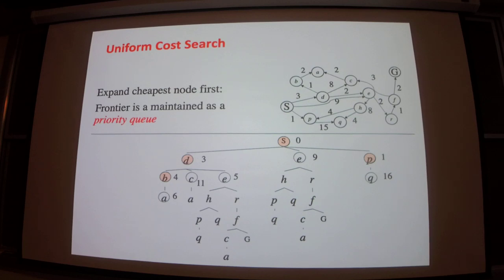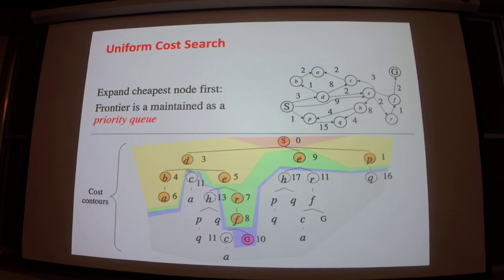B has one edge to A. A is in the priority queue now, but it's not the cheapest. That's E, right? So we're going to add E's children. We're going to continue on, looking at the cheapest and cheapest ones. At some point, we find the goal. So the key here is that, similar to how BFS is exploring each layer of the tree, uniform cost search is exploring layers, but they're these cost contours in the tree. It has already explored everything with a cost less than its current cost. Make sense? Okay.